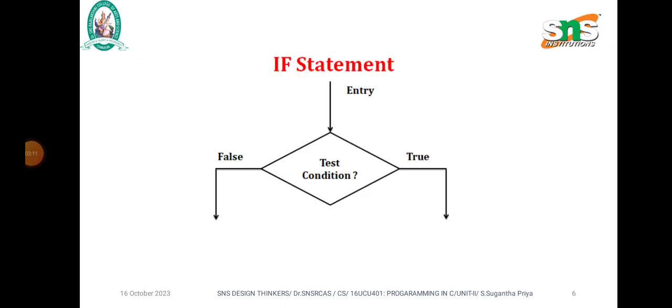This is the flowchart or flow diagram of the if statement, where in the entry the statement is given as the input. In the test condition, the statement is given. For instance, whether the age is greater than or equal to 18 or not. If it is 18 or more, the person is eligible to vote. If the condition is not satisfied, it comes under the false block statement.